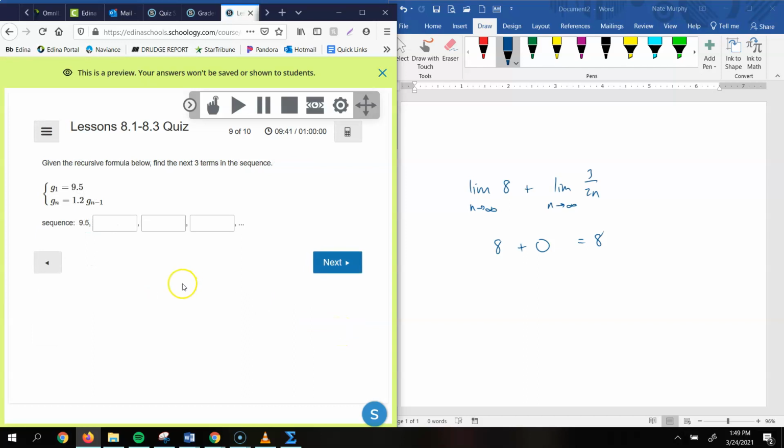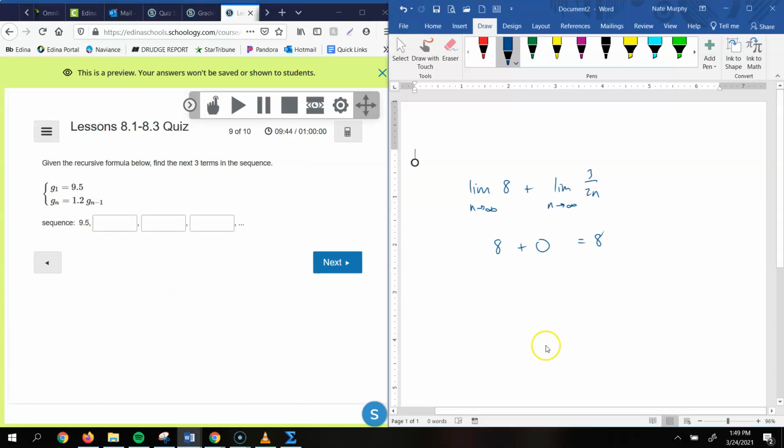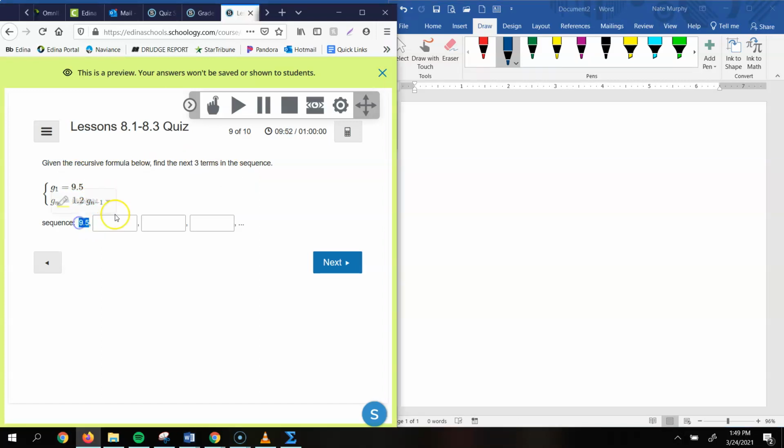All right, so here they give us a recursive formula. And they say find the next three terms of the sequence. Now, something to make sure to point out here is the first term would be 9.5. They already gave us that, so we don't need to figure that out.